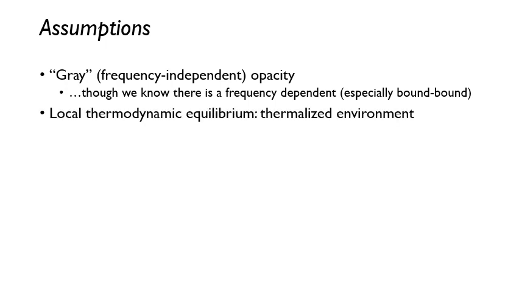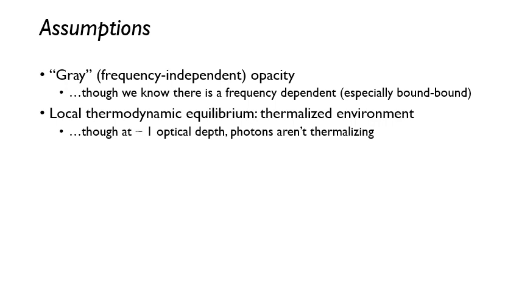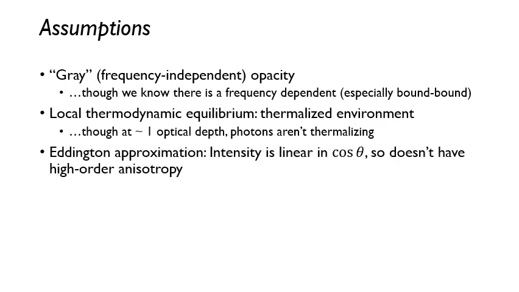Another assumption is local thermodynamic equilibrium. So this just means that the environment is thermalized. Okay. Of course, this can't be totally true. At an optical depth of roughly 1, the photons aren't thermalizing, right? To thermalize, you need many scattering events. At optical depth of 1, you by definition only have around 1. So nonetheless, we're going to press on.